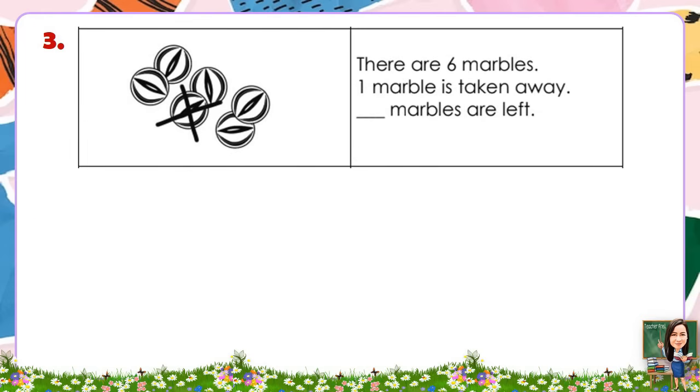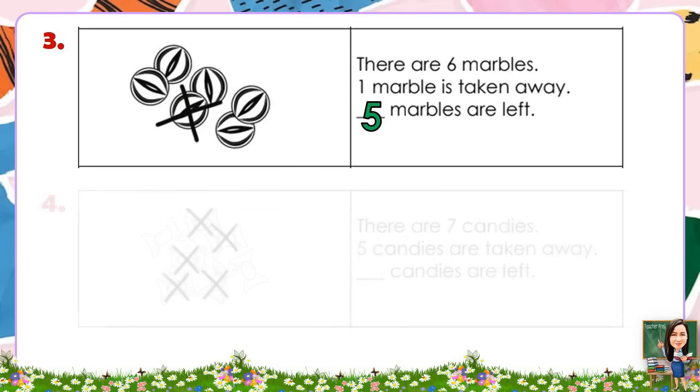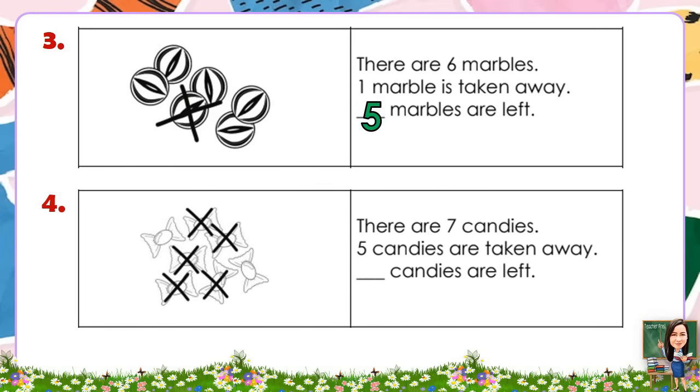Number 3. Look at the illustration. There are 6 marbles. 1 marble is taken away. How many marbles are left? Correct. 5 marbles are left. Number 4. Look at the illustration. There are 7 candies. 5 candies are taken away. How many candies are left? Correct. 2 candies are left.